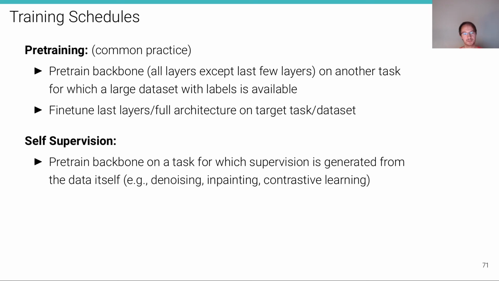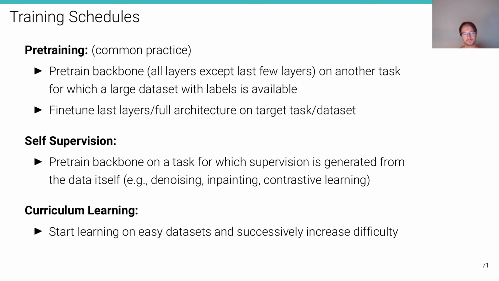Another strategy, if you don't want to rely on these labeled datasets, is to use self-supervision, where you pre-train the backbone on a task for which supervision is generated from the data itself, such as a denoising task or an in-painting task. And we're going to talk about some of these in more detail later throughout this course.